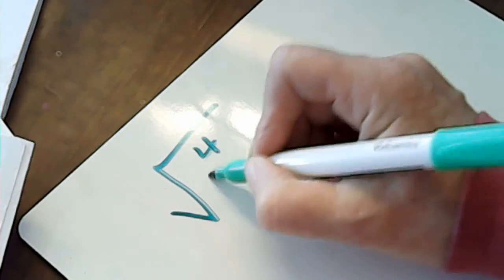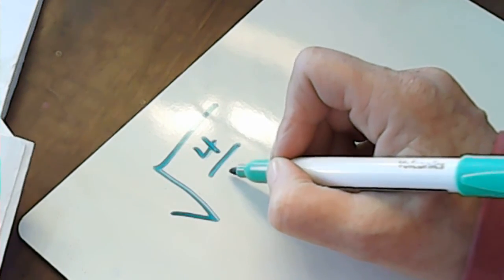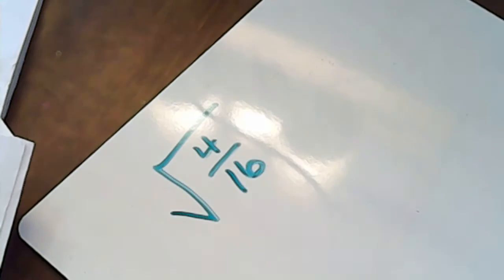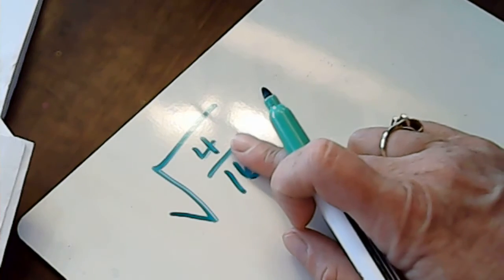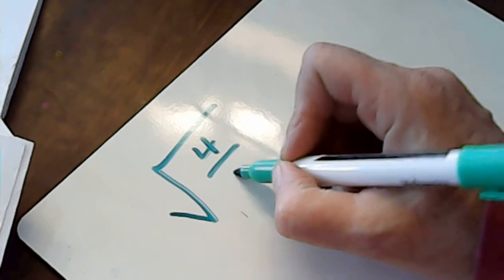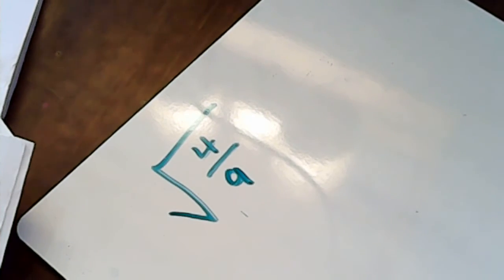Let's say we were looking at the square root of 4 over 9. Okay, there, because I know you're already like, oh, you can reduce that fraction. Yes, you can. So here we are, the square root.